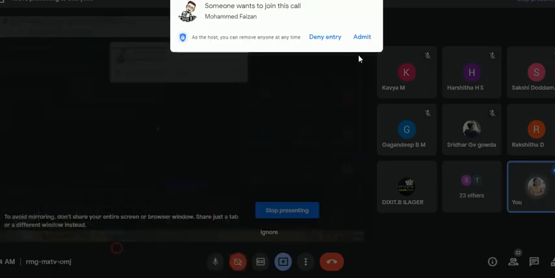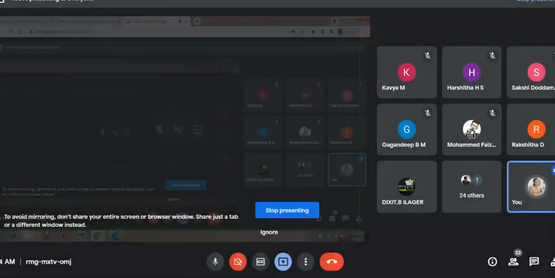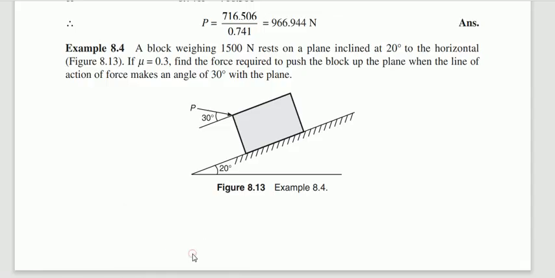Okay, let us start with today's class. In the previous session, we were discussing problems on friction: whenever a block is resting on an inclined plane, what is the force required to move the block up or down? That problem we discussed in the previous session, so let me continue with the same thing.